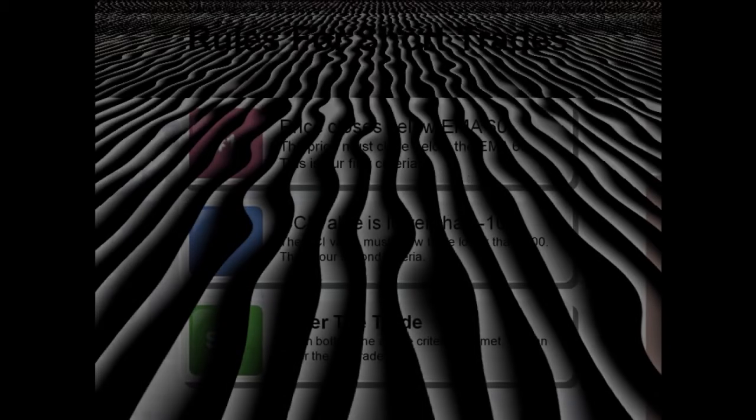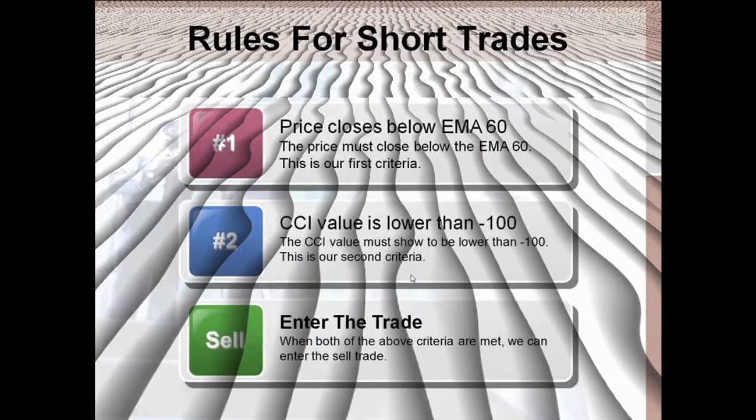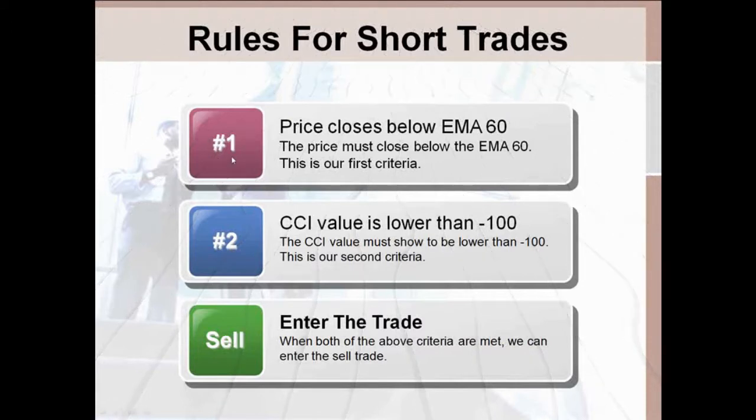MetaTrader platform. So let's just begin with the rules for short trades. We need two different criteria to be met to enter a trade with this system. The first thing we're going to look for, we want the price to close below the EMA 60. And when you're starting with this system, you should be trading the daily charts, as I said in the last video. So if you don't already have a daily chart, you should open one now. And on that daily chart, we want the price to close below EMA 60. That's our first criteria. And then our second criteria is that the CCI value is lower than minus 100. If both those criteria are met, we can then enter the trade.